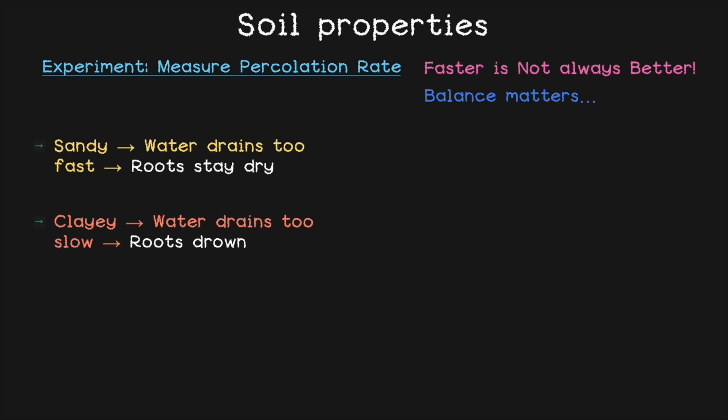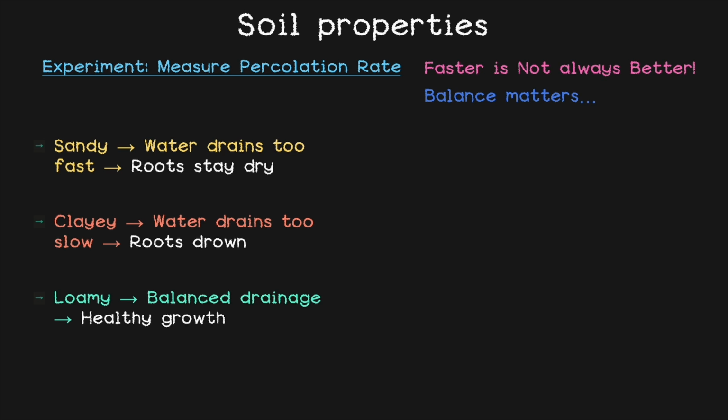What about clay soil? If you think about clayey soil, the water drains too slowly because there is less space between the soil particles, which is why the water would stay locked in that area. And too much waterlogging can cause roots to drown, which is exactly why loamy soil is considered the balanced one for most plants.